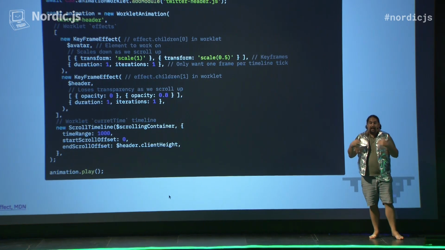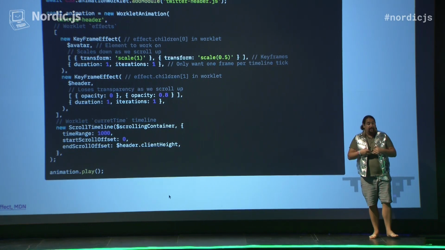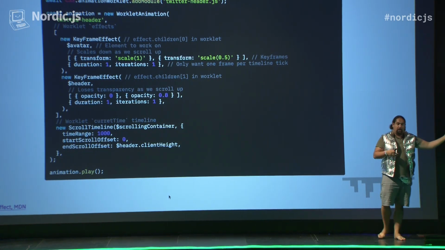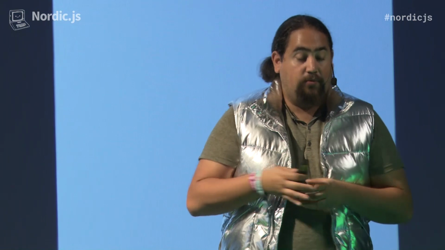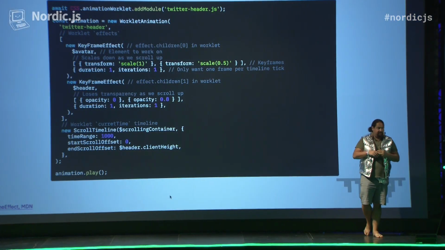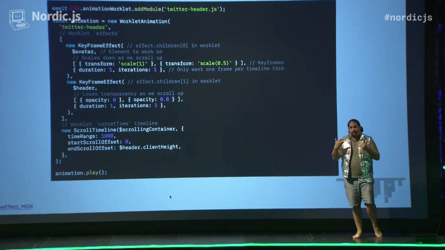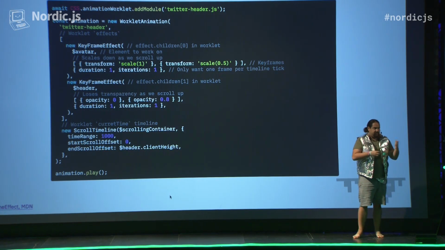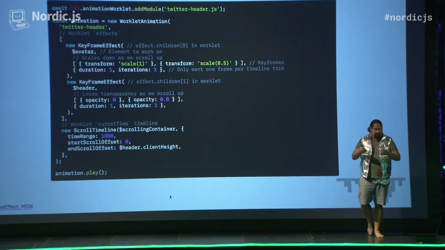Now, this is where being able to load in our worklets becomes handy. So we can await our animation to load, and then we create a new worklet animation once our worklet is loaded. We're going to use the Twitter header, and we've got an array of keyframe animations. These are going to become those effects. The avatar is going to go from scale 1 to scale 0.5, and its duration is going to be 1, and we're going to go through it once. Our header is going to be opacity 0 to 0.8, same thing.